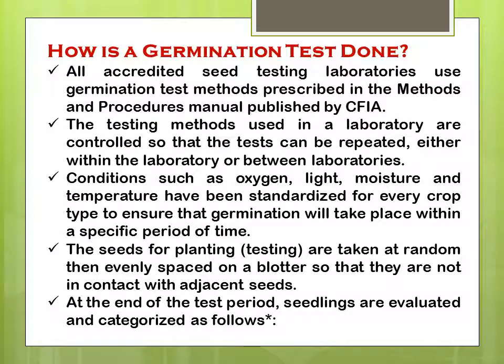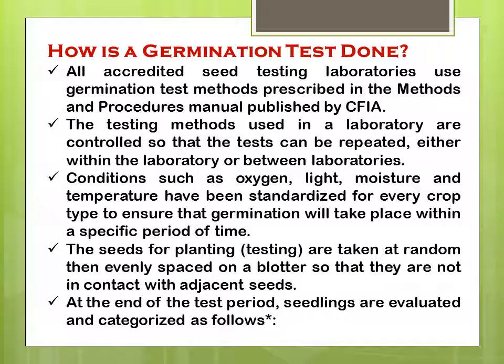Now, how is the germination test done? All accredited seed testing laboratories use germination test methods. You have to go to the testing lab, and the method is prescribed by the CFIA. Testing methods used in the laboratory are controlled so that the test can be repeated, because you have to repeat the test again and again within a laboratory or between laboratories. Maybe in one lab, due to some problem, you are not able to conduct the test well, so you have to test in another lab also.